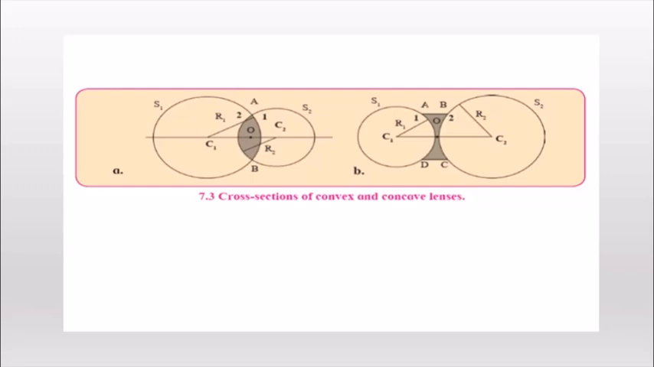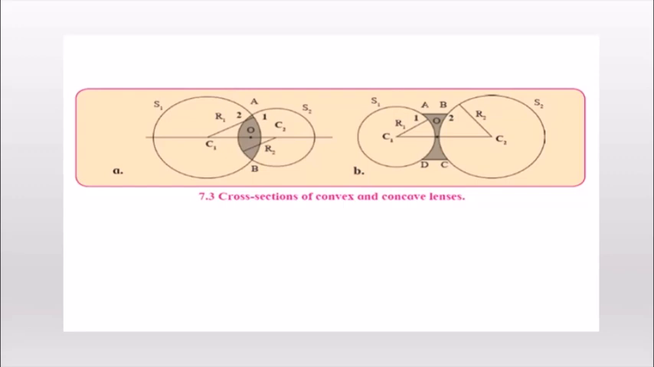So first of all, let's talk about the center of curvature, which is C. The centers of the spheres whose parts form the surfaces of the lens are called the centers of curvature, and here in both the lenses we can see they are marked as C1 and C2. So these are the centers of curvature. Next we have the radii of curvature, or the radius of curvature, which is R. Here we can see R1 and R2, and they form the radius of the entire circle, and so it is called the radius of curvature.